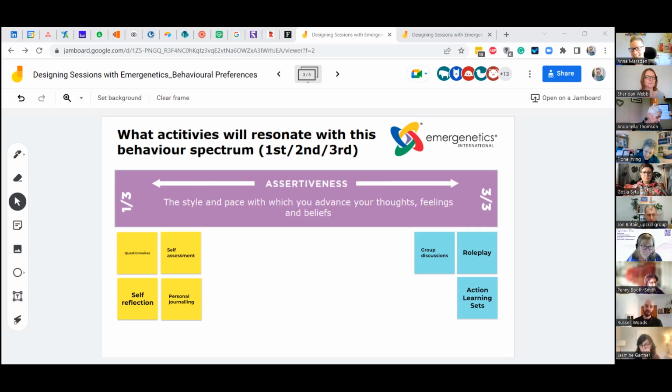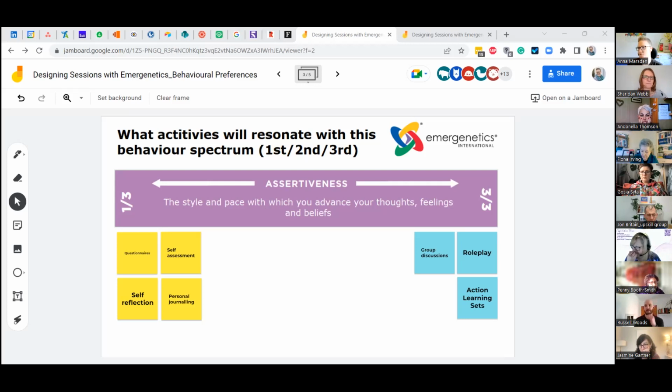So obviously, in that first third, we looked at things like those questionnaires and self-assessment. All those four things are self-paced, unless you give a limit. But it's their time to reflect on things, to think about it, and then come up with whatever their thoughts are. Whereas at the other end, it's for those who want to share more thoughts, feelings, ideas, ask questions: group discussions, role play, action learning sets, which is obviously all about asking questions. And that's as far as we got.